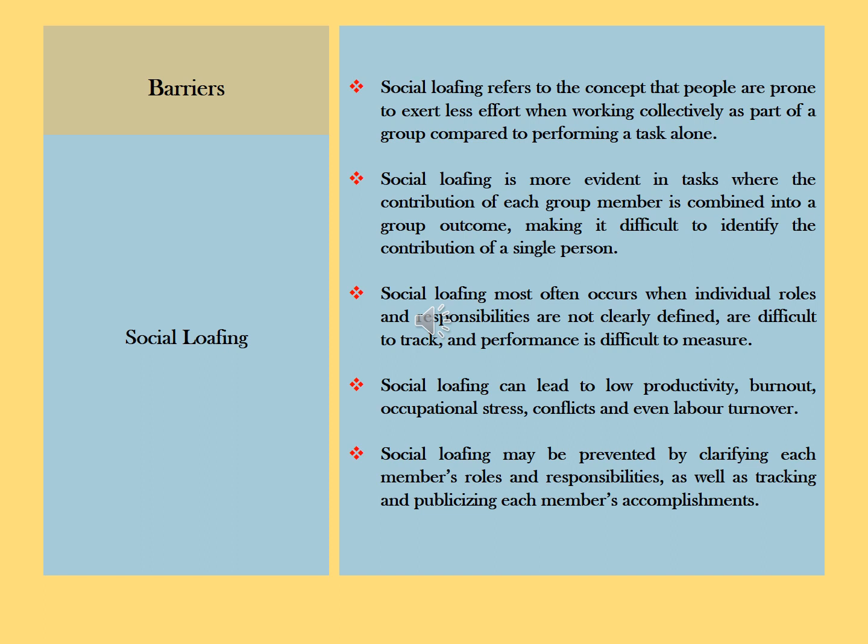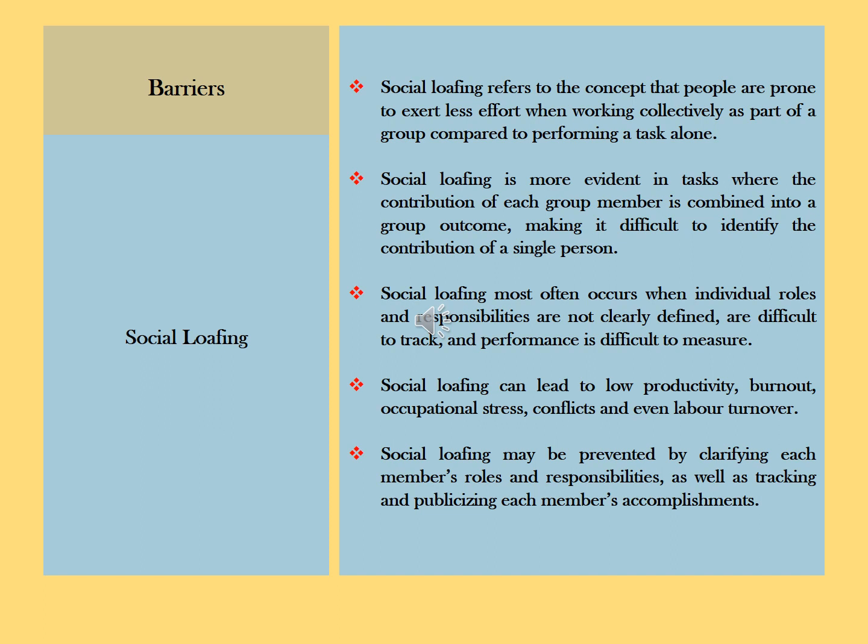The other barrier to effective group decision making is what we call social loafing. Social loafing refers to the concept that people are prone to exert less effort when working collectively as part of a group compared to when undertaking an individual task. Social loafing is more evident in tasks where the contribution of each group member is combined into a group outcome, which makes it difficult to identify the contribution of a single person.